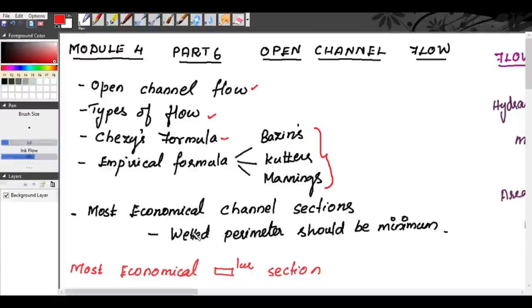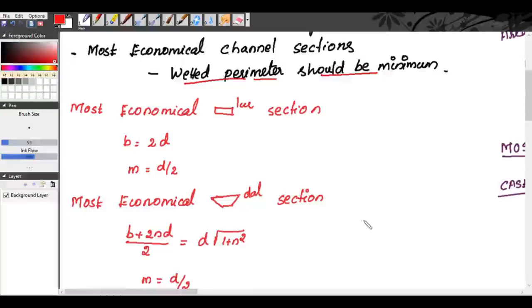So now, after that, we saw the most economical channel sections. And the condition for most economical channel section was the wetted perimeter should be minimum. Under most economical channel sections, we saw for the most economical rectangular section, the conditions are the breadth is equal to 2 times the depth of flow. Small d means the depth of flow. So breadth of the channel should be equal to 2 times the depth of flow, and the hydraulic mean depth is equal to half of the depth of flow, so d by 2. So these are the two conditions for the most economical rectangular section.